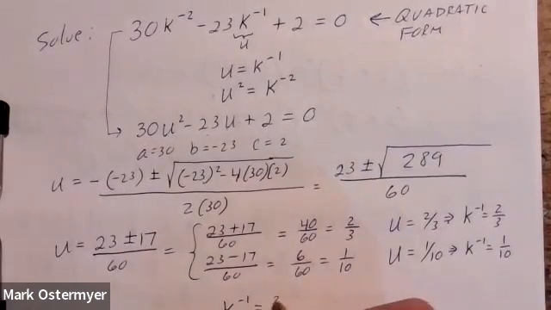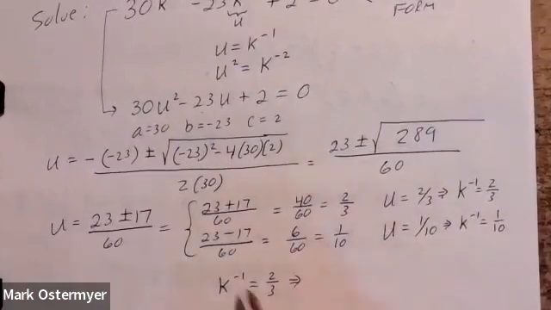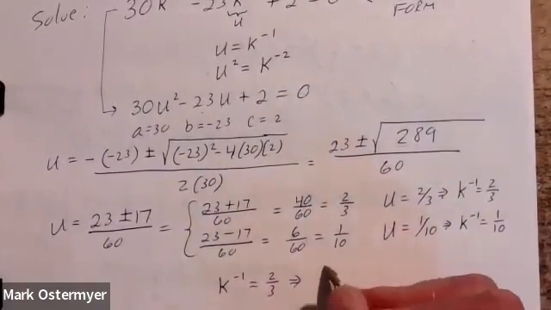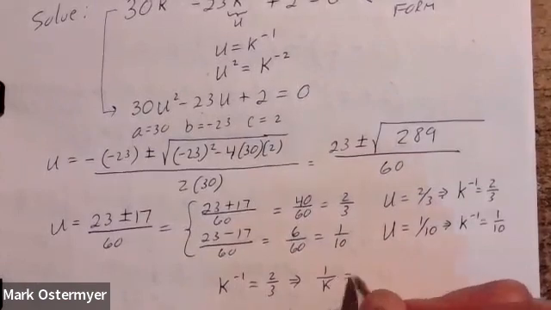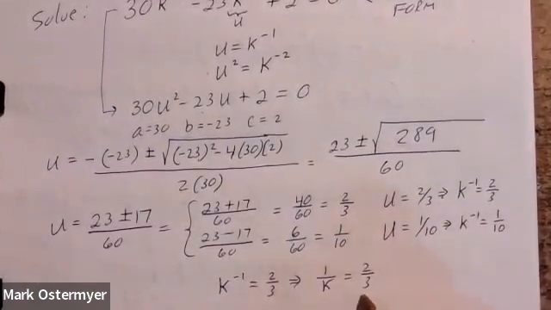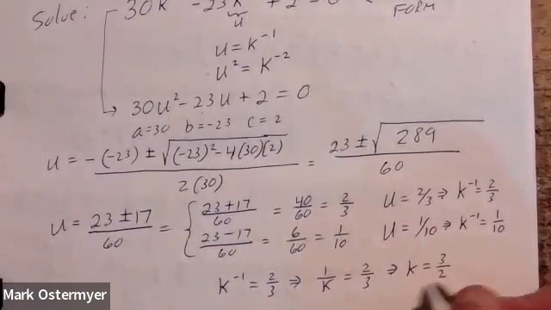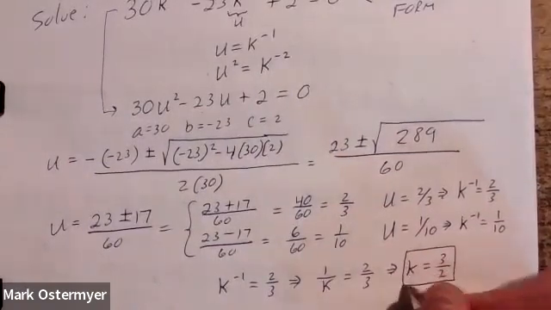Well, k to the negative 1 power being equal to 2/3 is implying that we have 1 over k, because k to the negative 1 power is 1 over k. So 1 over k is equal to 2/3. To solve for k, the simplest way to do this is just to reciprocate both sides of your equation. So therefore, k is equal to 3/2. There's one of your solutions, 3/2.